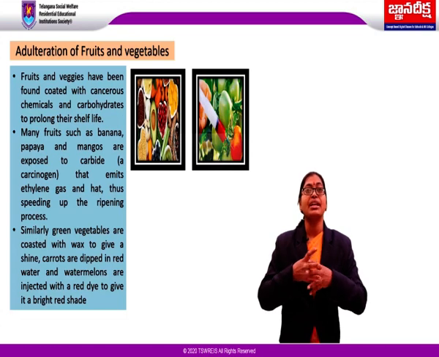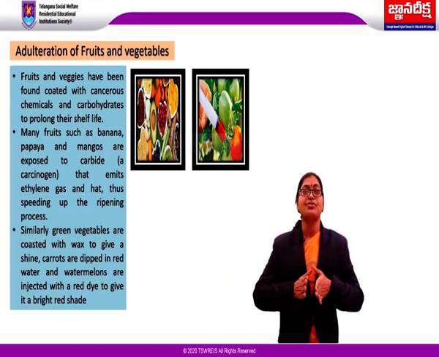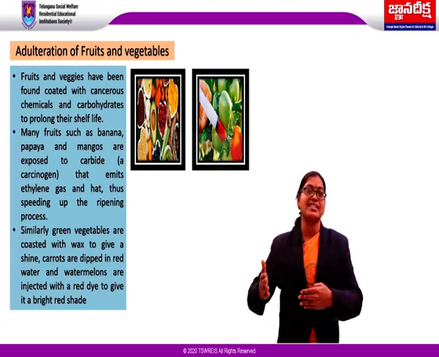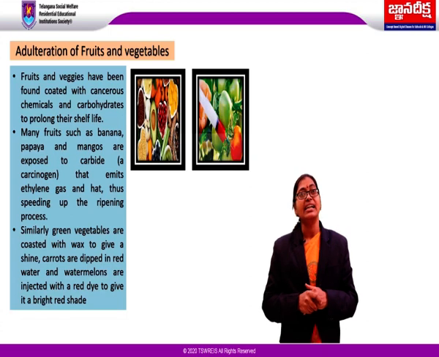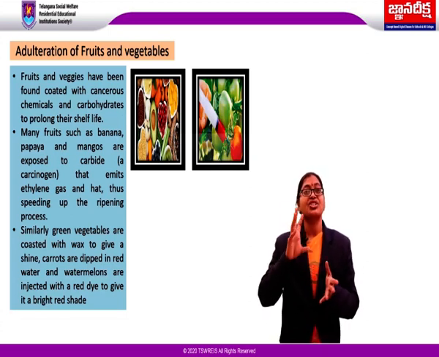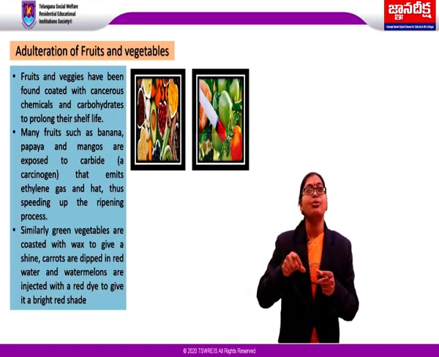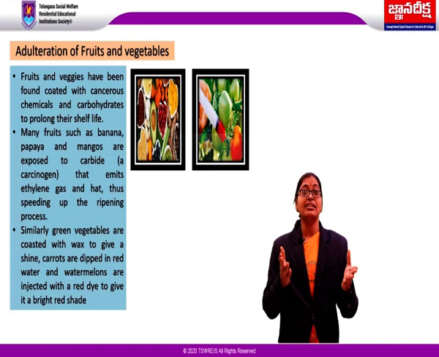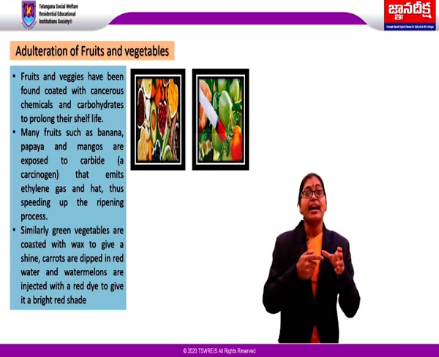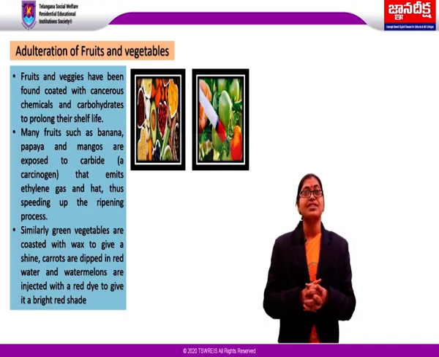So these two combinations spread into the different types of fruits and they start the ripening of the fruits very fast. Then similarly, the green vegetables are coated with wax to give a shine. Mainly the carrots are dipped into red water, and the watermelon and tomatoes are also injected with red dye to give a bright red shade to the fruits and vegetables.